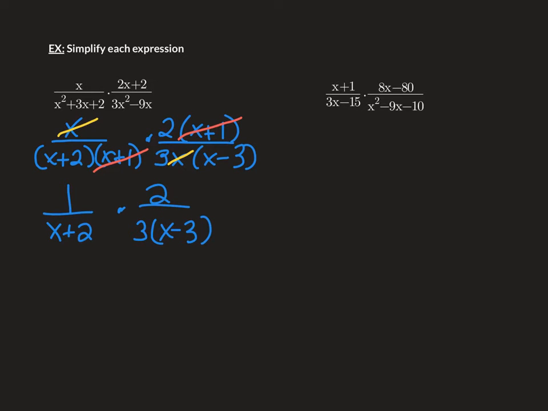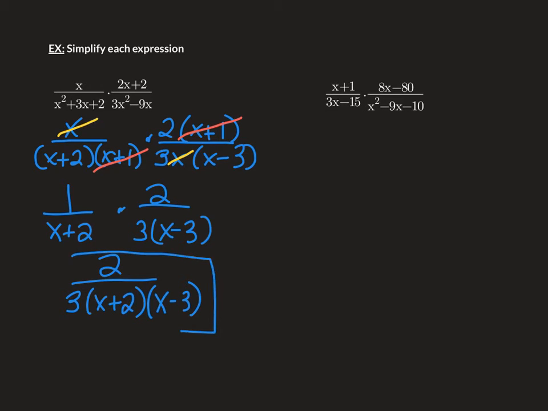Now, to be honest, probably I would skip this step. Once I see my factors, all I really need to do now is multiply like normal fractions, which means I need to multiply straight across. So I'm going to be multiplying the 1 times the 2. So 1 times 2 is 2. And in the denominator, I've got a lot of factors going on. I've got an x plus 2, I've got a 3, I've got an x minus 3. You ready for some good news? I don't actually want you to multiply those together. I do want you to multiply them, but we can write them in a multiplication fashion without actually doing the multiplication. And this is your final answer.